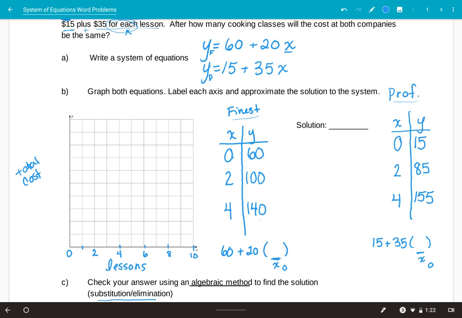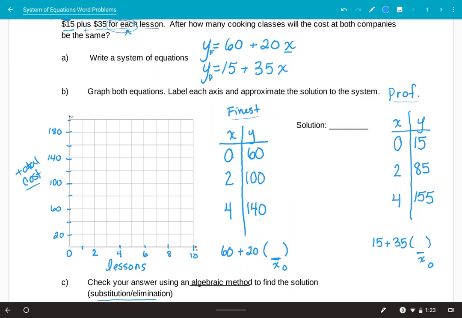All right, so what we want to do is figure out what our y scale is over here. Let's see, we have 1, 2, 3, 4, 5, 6, 7, 8, 9, 10. I'm going to go by 20s here. So this would be 20, 40, 60, 80, 100, 120, 140, 160, 180, and then that would be our 200.